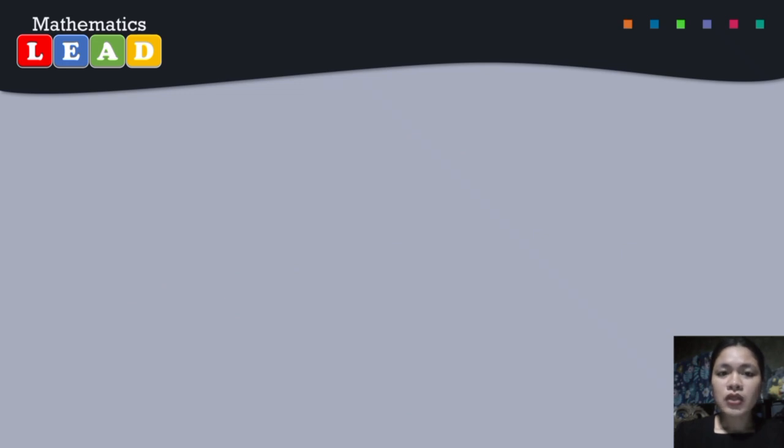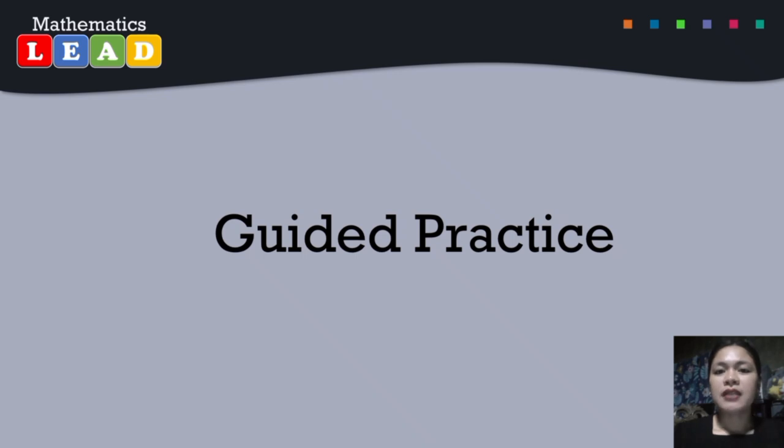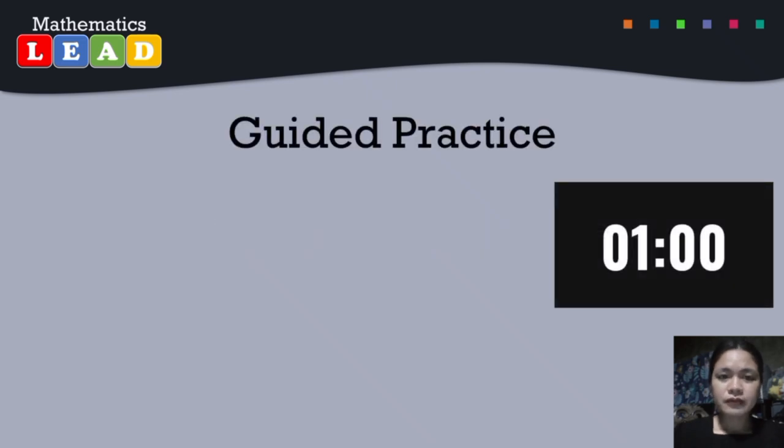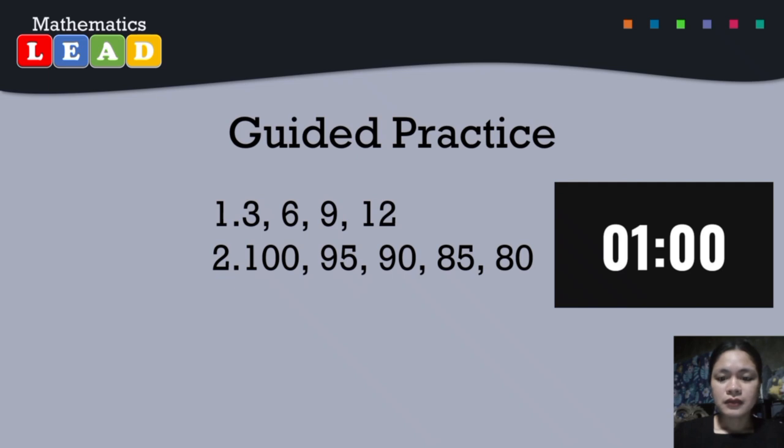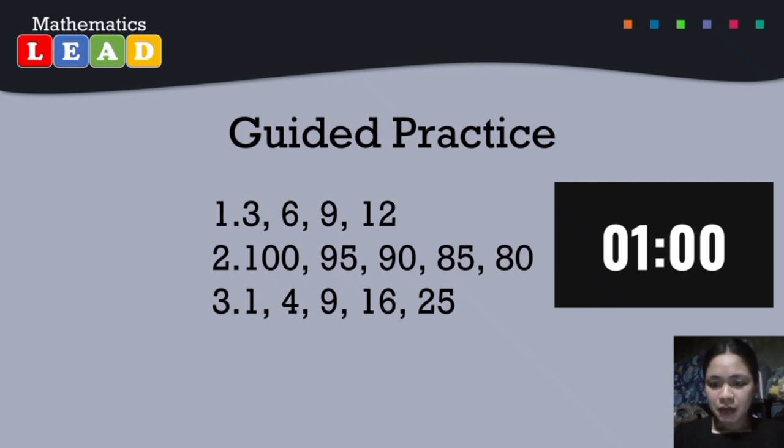And the next one, we will have individual online work. I'll flash 3 number patterns, and you are going to identify the rule and send your answer only to me via private message. So you have 1 minute to answer the following patterns. Your timer starts now.